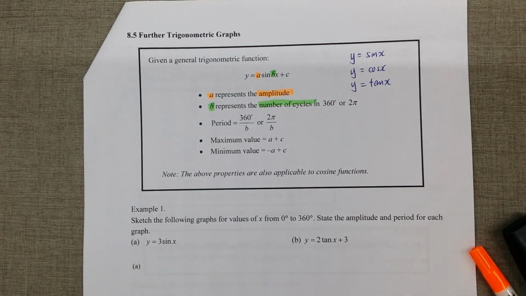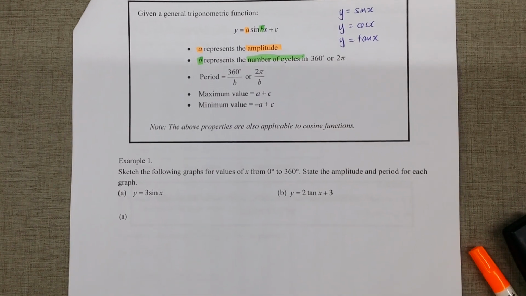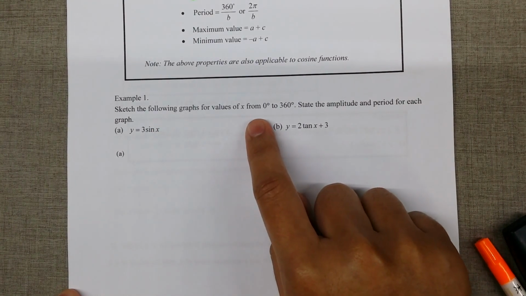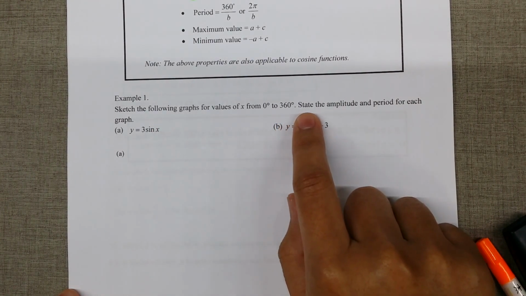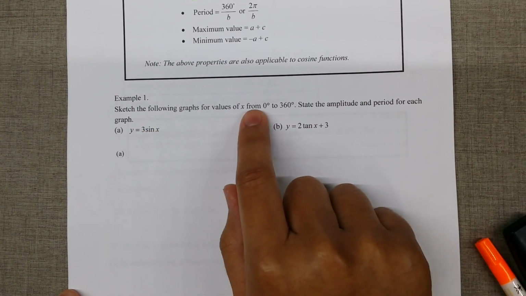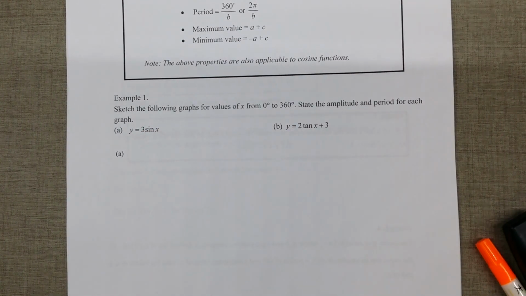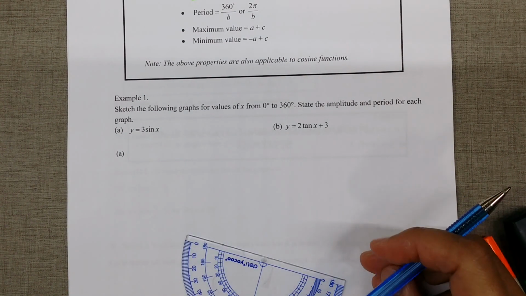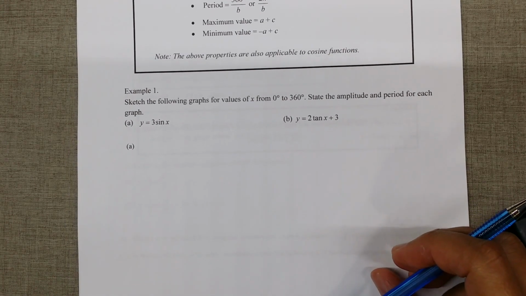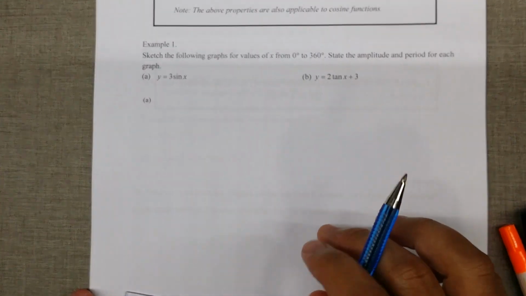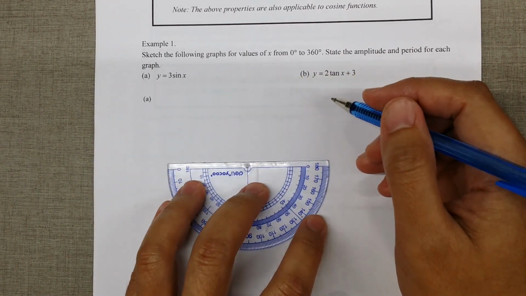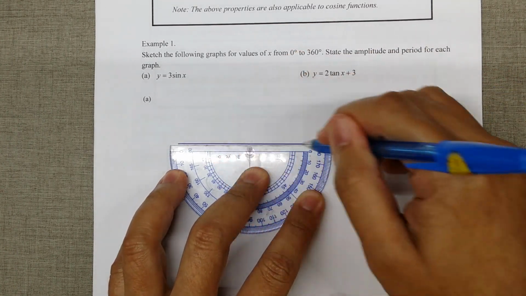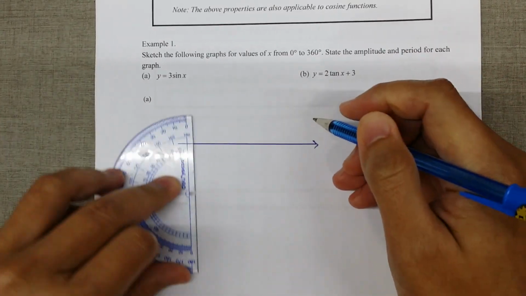Okay, let's try to do the questions over here. Sketch the following graphs for values of x from 0 degrees to 360 degrees. State the amplitude and period for each graph. Since they asked me to sketch from 0 to 360, let's draw the template first. Okay, I draw in pen, but please, for you, draw in pencil. I draw in pen so that it's darker in color and you can see clearer. Draw the axis first.